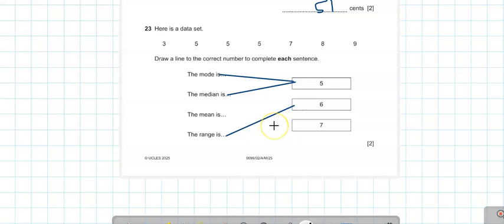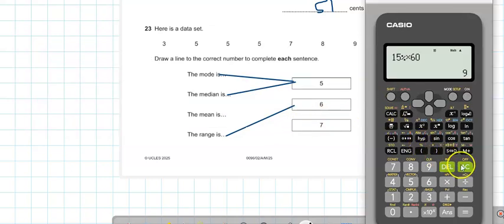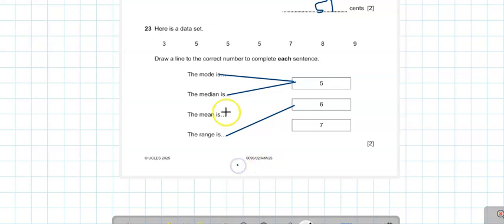Let's calculate the mean. The mean, we will add them all. 3 plus 5 plus 5 plus 5 again plus 7 plus 8 plus 9. It's 42. 42 divided by 7, it will be 6. So also the mean is 6. Okay. Next question.